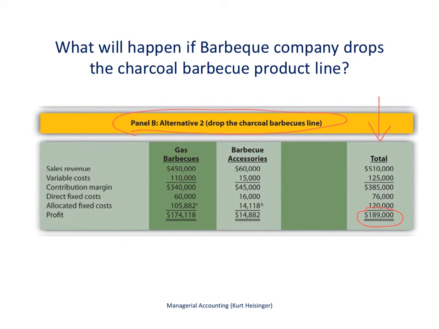It's important to point out that this $120,000 in total allocated fixed costs did not change. It just simply was allocated to the remaining two product lines. The next slide will show us then how the total profit here of $189,000 compares to the total profit with alternative 1 and keeping all of our product lines.